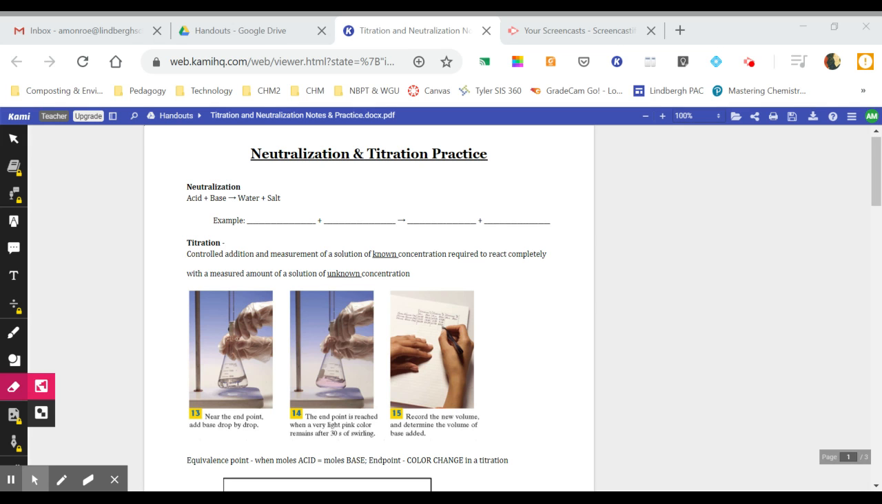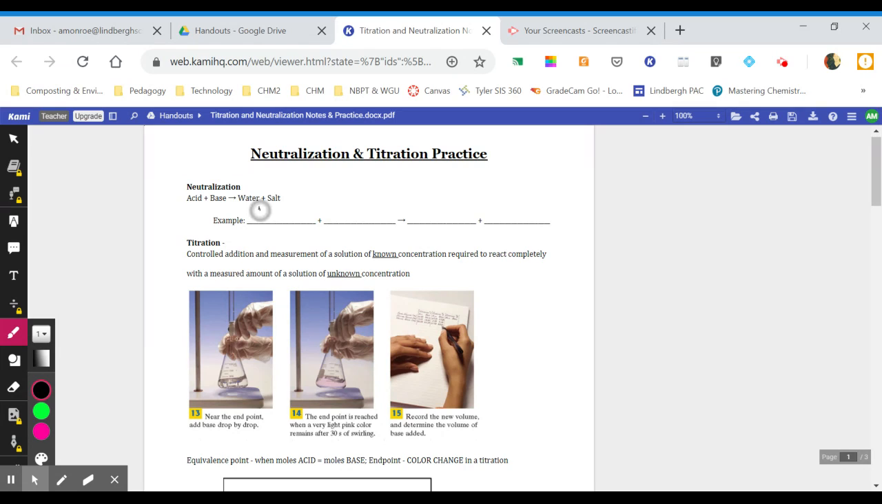So today we're going to talk about neutralization reactions and titration. And you'll also watch a couple videos about titration because that'll help explain it a little bit better. Neutralization reactions, though, are where we have an acid reacting with a base and it produces water and salt.